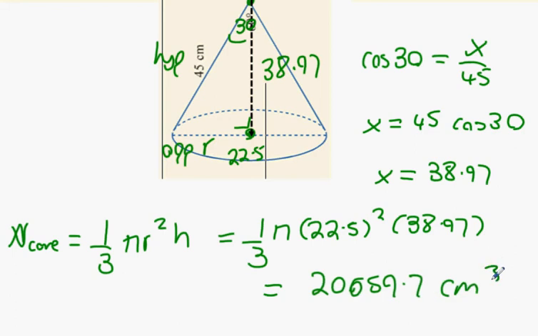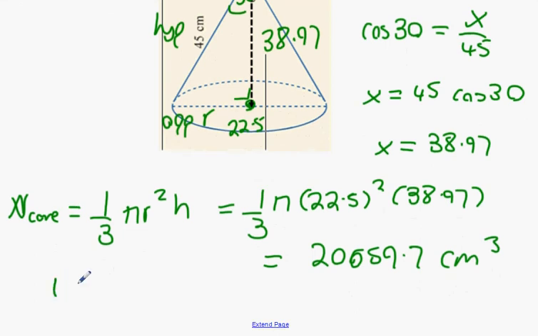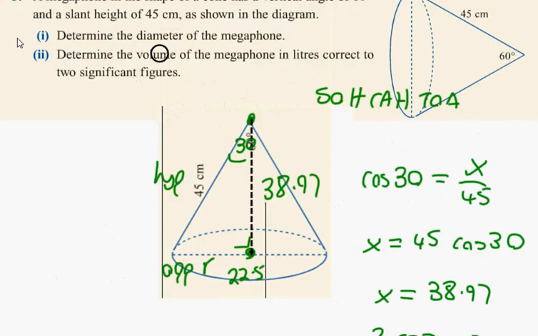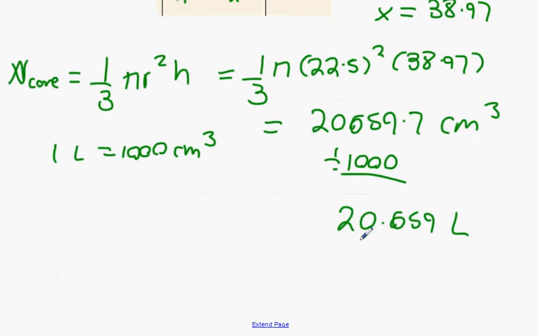20,659.7 centimeters cubed. To turn that into litres, remember 1 litre is 1,000 centimeters cubed. Divide. Litres are bigger than centimeters cubed, so divide by 1,000. 20.659 litres. Are you asked to round it off? Two significant figures. 21 litres. That's currently 5 significant figures, so 21 litres with 2 significant figures.